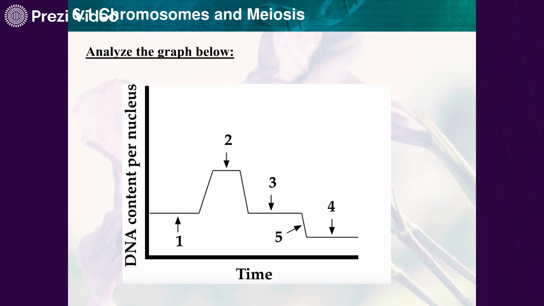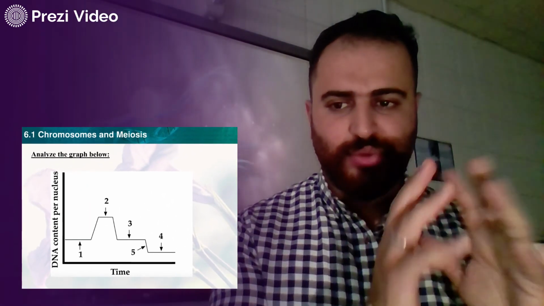3 is the first division, when meiosis 1 splits this information, the chromosomes, into two cells, and 5 is actually meiosis 2, when sister chromatids separate during meiosis 2. So if I start with a number of chromosomes in 1, I will end up having half of it in 4. It means if I have 46, I will have 23. Now, this is the graph for meiosis. The graph for mitosis will be different because mitosis will end up having the same amount, the same content of DNA, at the beginning and at the end of the division.